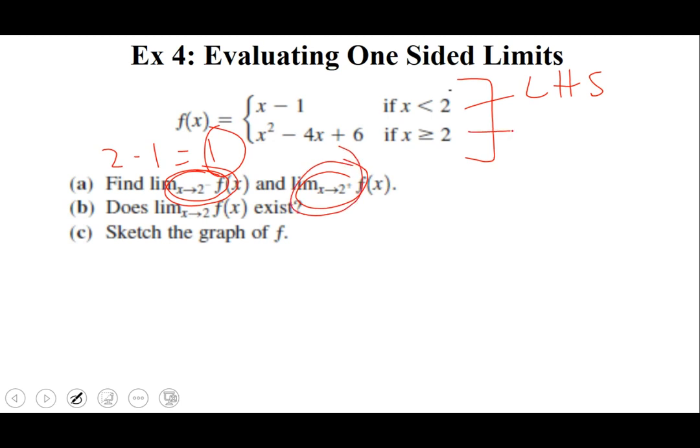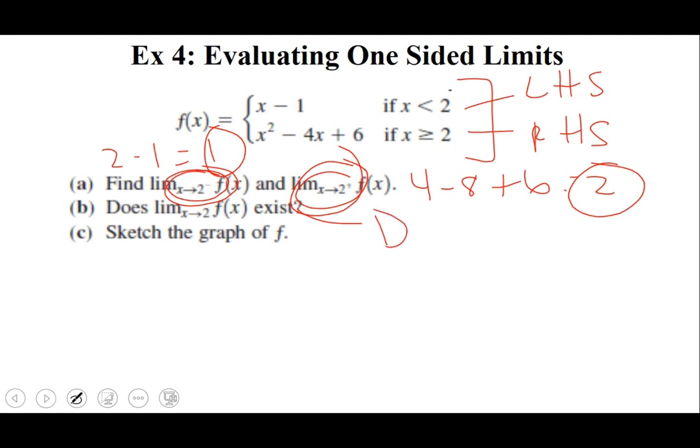Here, the right-handed approach, that is the values that are greater than 2. So that is going to be 4 minus 8 plus 6. That's negative 4 plus 6, which is a value of 2. So the left-handed approach has a limit of 1. The right-handed approach has a limit of 2. So in part B, does the full limit exist? It does not. So no or does not exist.